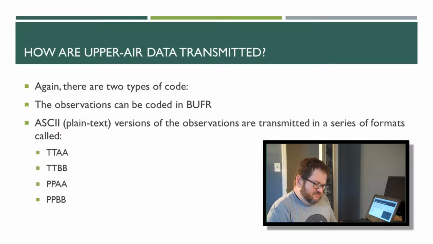So the data have to be transmitted, just like we had to transmit the surface observations. The software that runs the unmanned weather station had to find a way to transmit the surface data observations, and we have to do the same thing for the upper air observations. It's probably not surprising that once again there are two different ways to do it. One is again a form of BUFR, the binary format you remember. It's very modern. It contains all kinds of metadata in there.